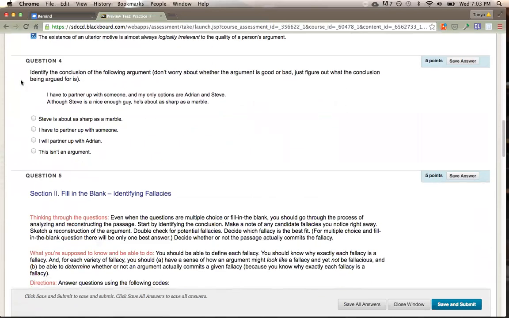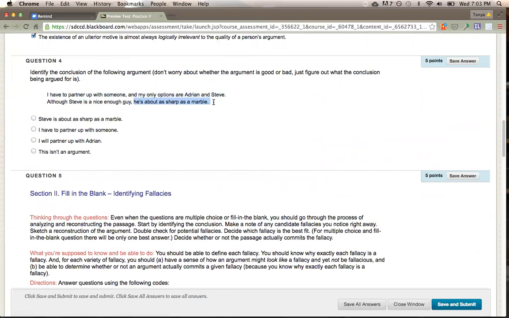All right, identify the conclusion of the following argument. I have to partner up with someone, and my only options are Adrian and Steve. Although Steve is a nice enough guy, he's about as sharp as a marble. So the first thing I'm noticing is this is a discounting word, although, so we're discounting Steve is a nice enough guy. That's not even really part of the argument. That's just a thing we've discounted. So I would say that here's a claim. I have to partner with someone and my only options are Adrian and Steve. Here's another claim. Steve is about as sharp as a marble.